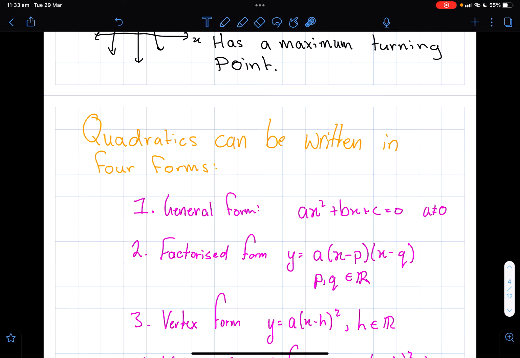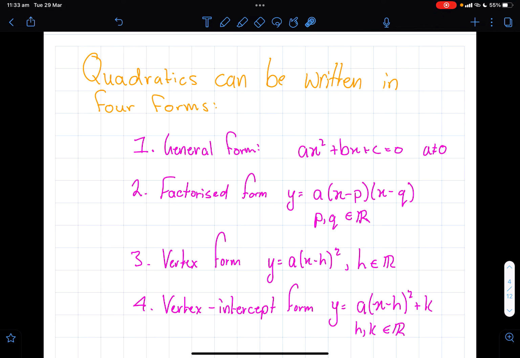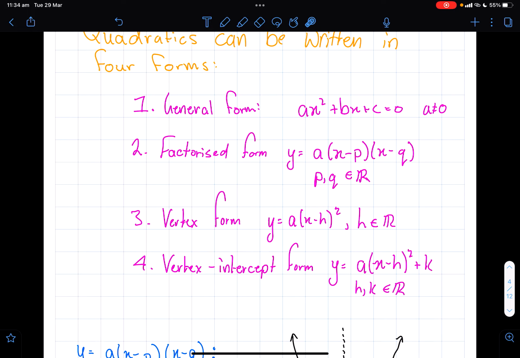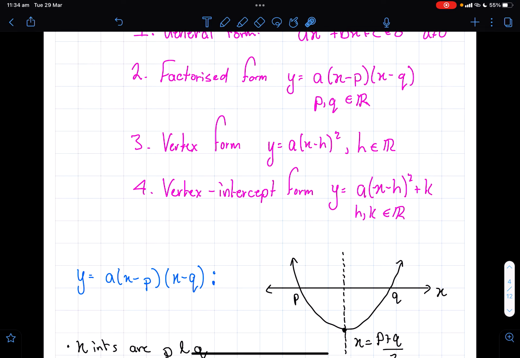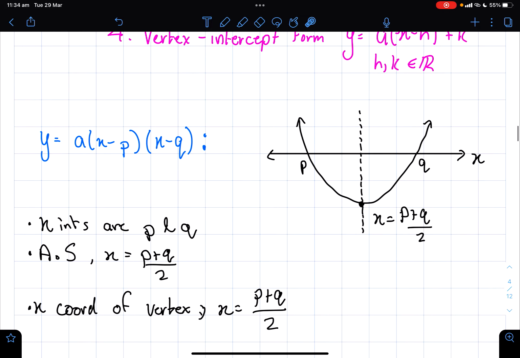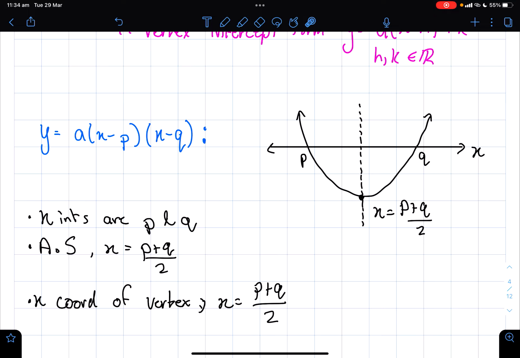Form 3 is our vertex form, so y equals a multiplied by (x take away h) all squared. H is a real number and a is not equal to 0. And then finally we have our vertex intercept form, so y equals a(x take h) all squared plus k, where h and k are in the real number set, and a is not equal to 0, okay? So today we're going to be looking at these three forms, form 2, 3, and 4. If you have a quadratic in factorized form, our quadratic is going to look something like this, okay?